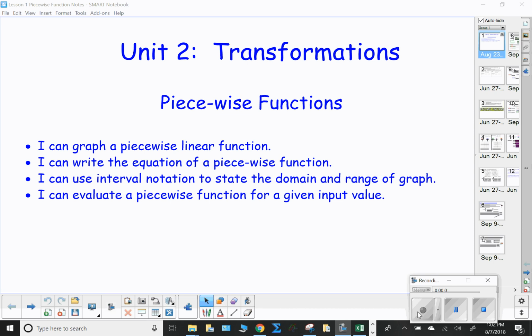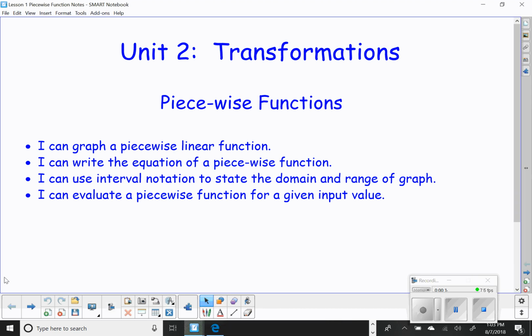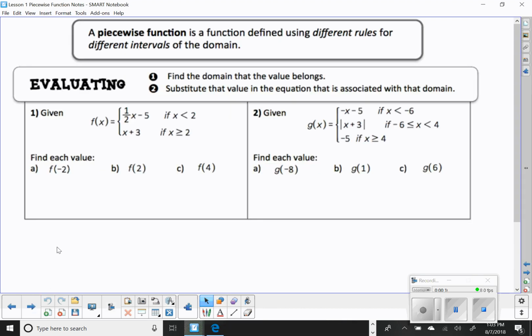Transformations. This lesson is on piecewise functions. You'll be able to graph a piecewise linear function, write the equation of a piecewise function, use interval notation to state the domain and range of the graph, and evaluate a piecewise function for a given input value. Lots of stuff. Let's get started.